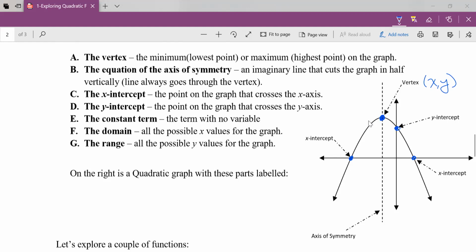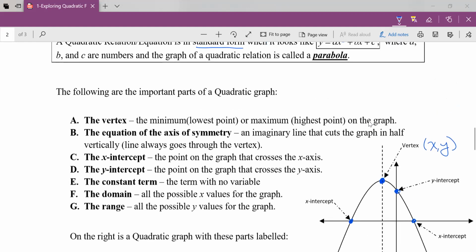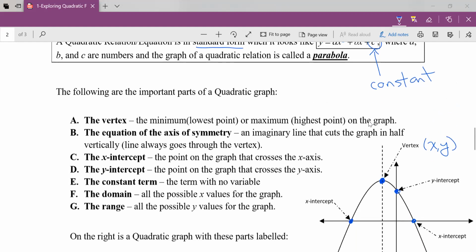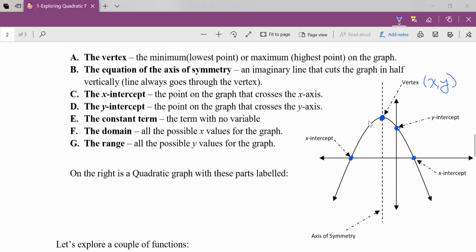The constant term might be a new term for you from last year. It's the term with no variable. If I scroll back up, it's that right there. And by some lucky chance, c and constant. We'll talk about why that's important shortly. And domain and range, we know, are the possible x's and the possible y's where our graph exists. We'll practice that because we haven't done that in a while. So there are the parts of the graph.